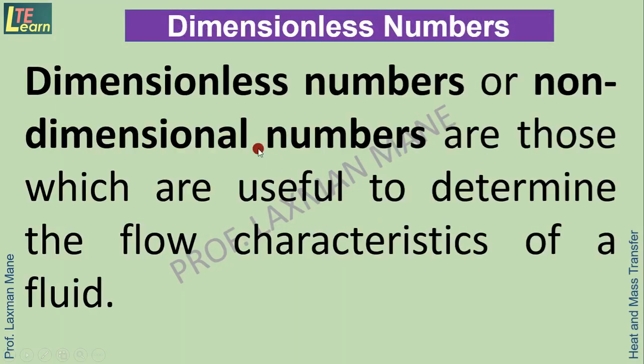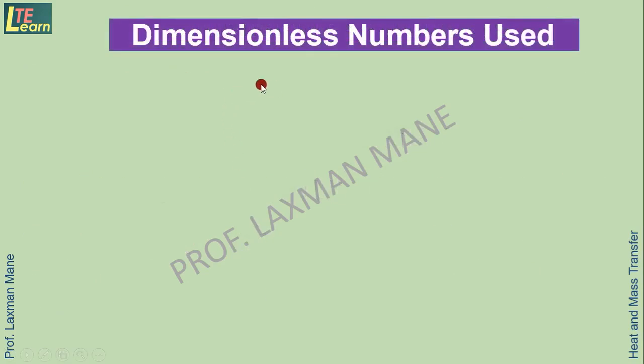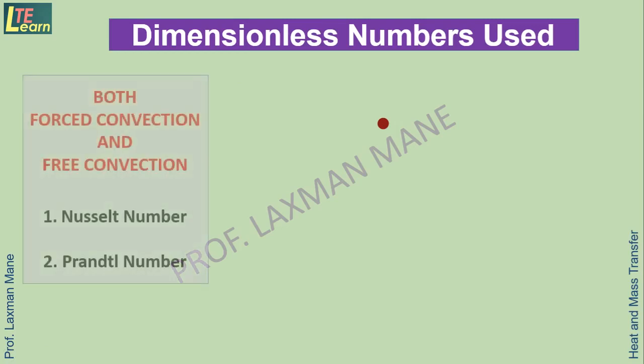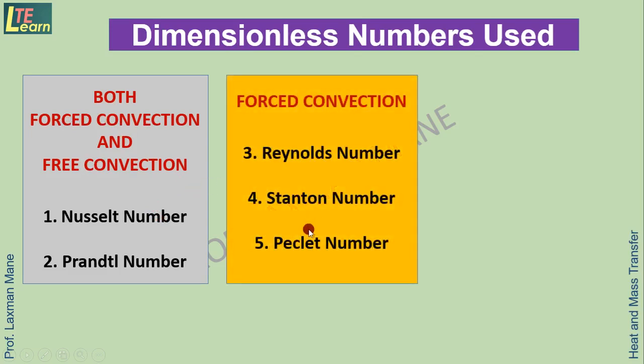Dimensionless numbers. Dimensionless numbers or non-dimensional numbers are those which are useful to determine the flow characteristics of a fluid. Dimensionless numbers are categorized here into three main types based on their use: Nusselt number and Prandtl number, which are used in both forced and free convection type heat transfer.